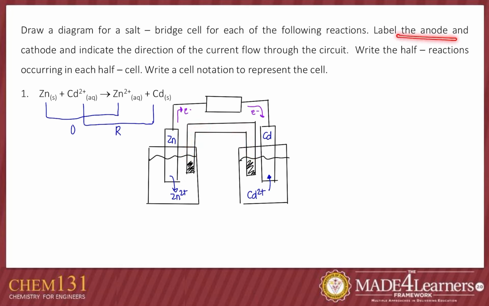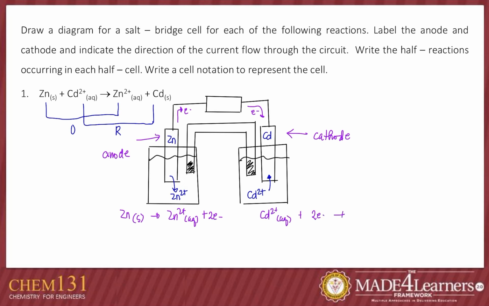So, label the anode and cathode, indicate the direction of the current flow through the circuit. So, this is the anode and this is the cathode. Write the half reactions. The half reaction here is Zn, solid, to Zn2+ aqueous plus 2 electrons. And the half reaction here is Cd2+ aqueous plus 2 electrons to form Cd solid.